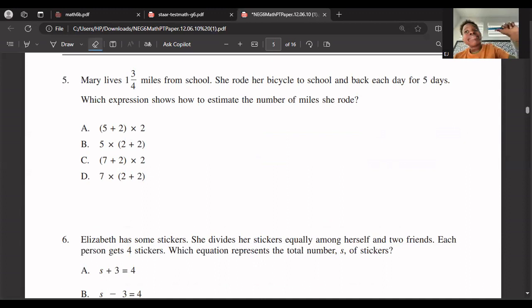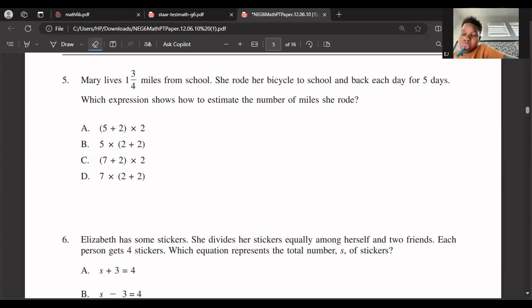Over to you, EJ. Please read it out. Mary lives 1 3/4 of a mile from school. She rode her bicycle to school and back each day, 5 days. Which expression shows how to estimate the miles she rode? This is hard.